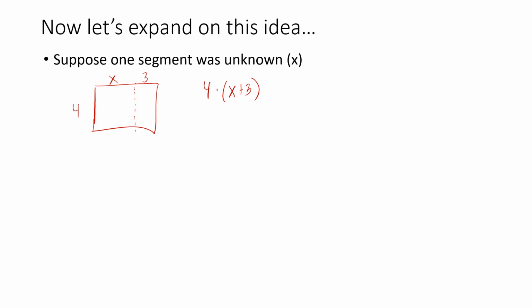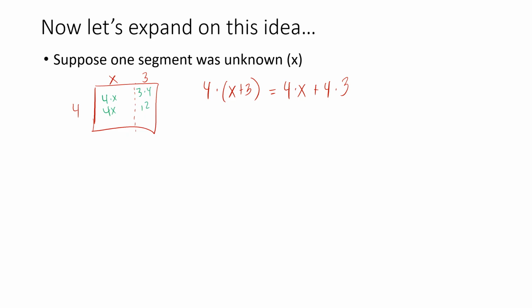Or, as with before, you could find the area of each small one. So you could do 4 times x, which of course is 4x. And over here we could do 3 times 4, which is 12, and we could add those together. And so that would be another way. So we could have 4 times x plus 4 times 3. Okay, I'll stop talking for a moment. Just give you a chance to look at that.